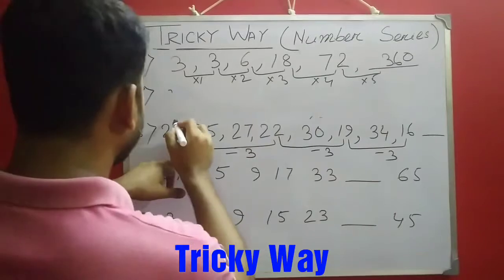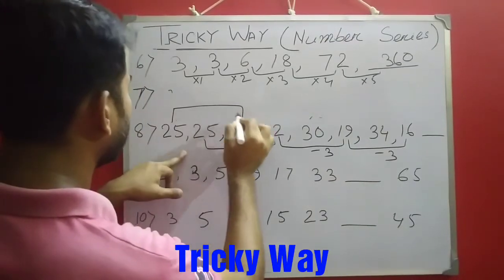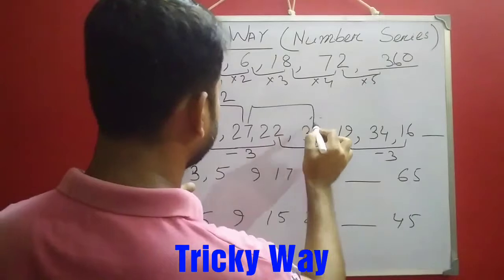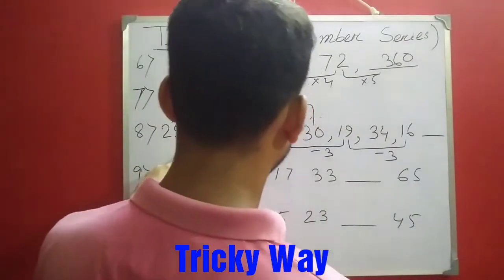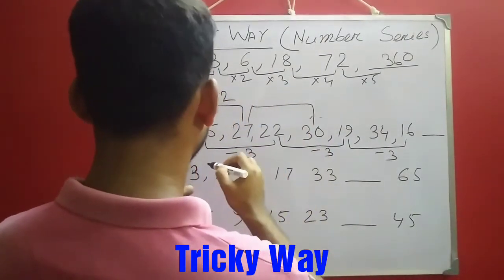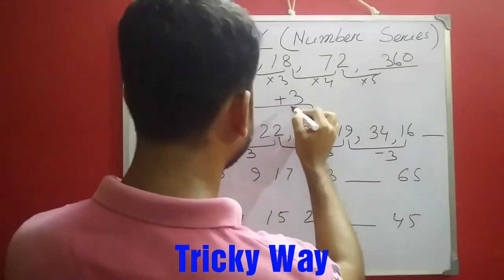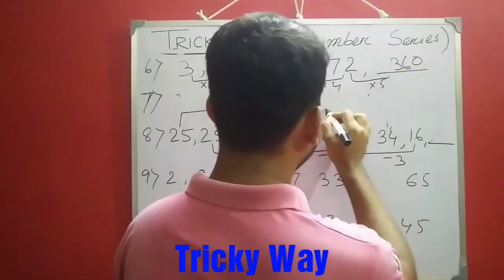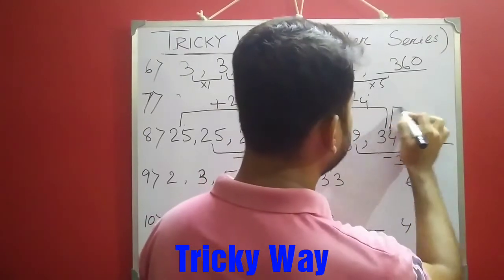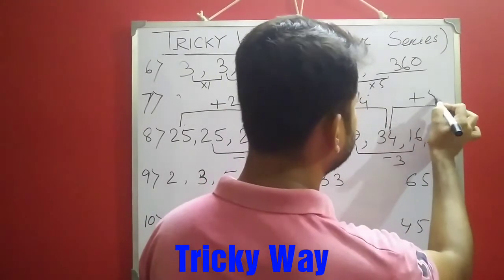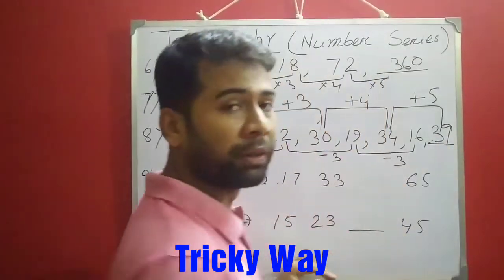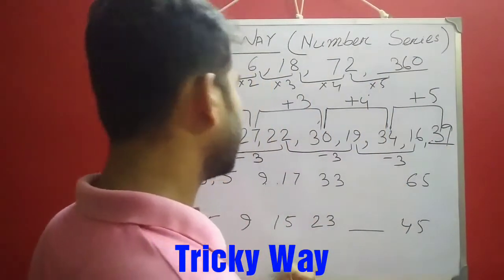So here 25 plus 2, it is plus 3, and it is plus 4. So similarly it will be plus 5. 34 plus 5 equal to 39. So 39 will be the answer.